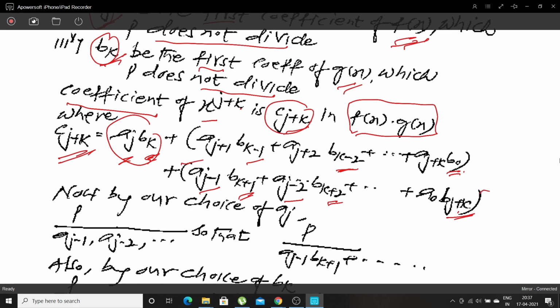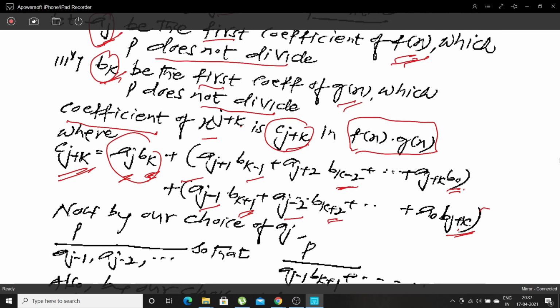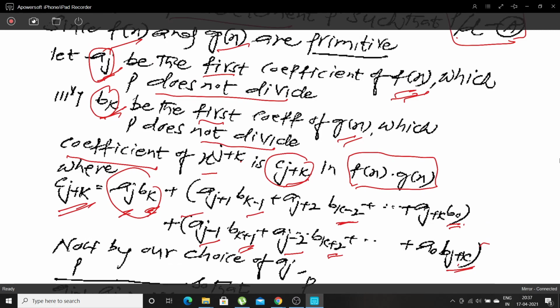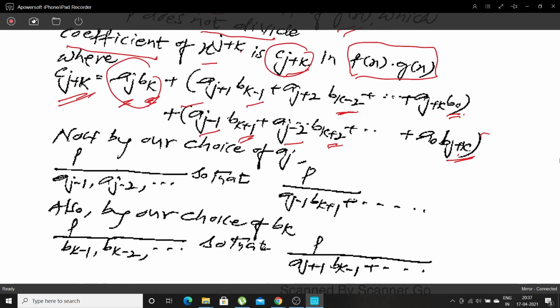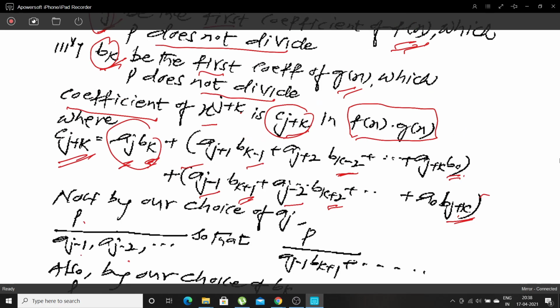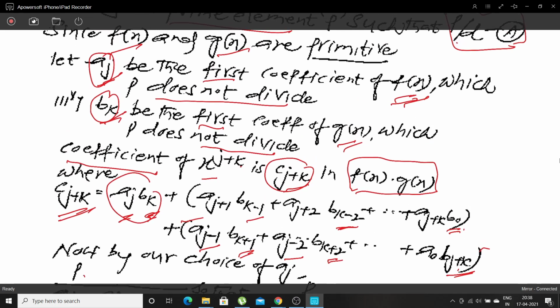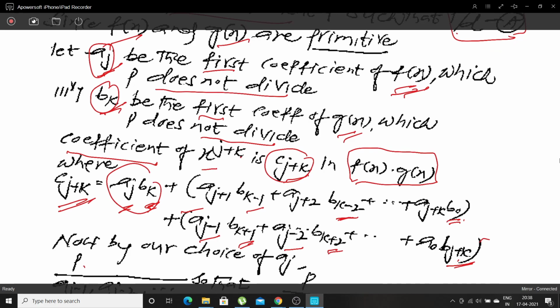What is our choice? Our choice of aj and bk. By our choice of aj, p will divide aj minus 1, p will divide aj minus 2, and so on. But p will not divide aj. Remember, p will not divide aj. Other than aj, p will divide. P has a friendship with all the coefficients of f of x except aj.